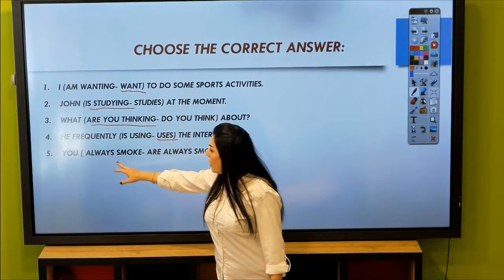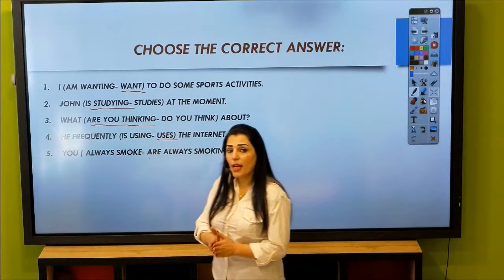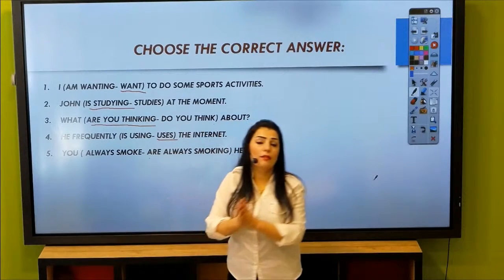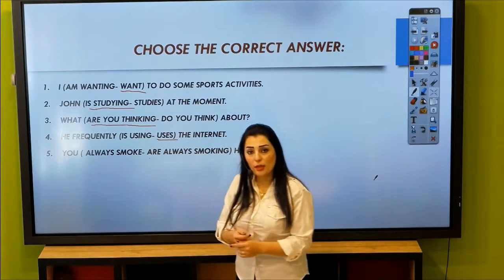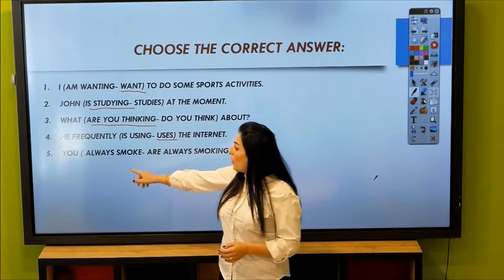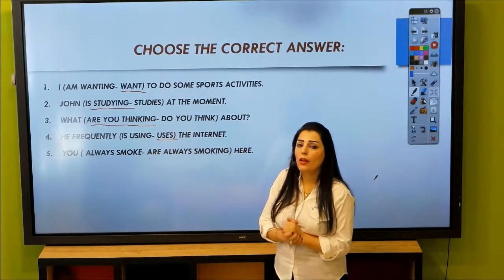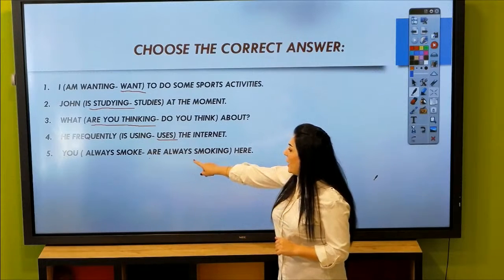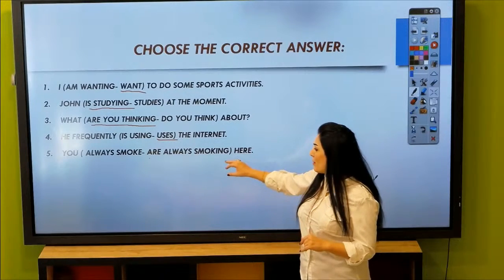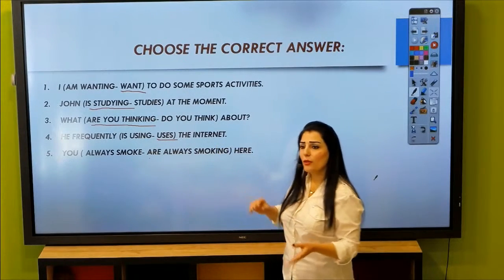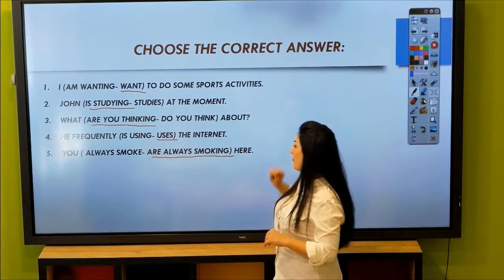And finally, you always smoke or are always smoking here. Note with me. Always is an adverb of the simple present and of the present continuous. Okay. Always with a simple present expresses habits or routines or everyday activities. Always with the present continuous expresses envy, criticism, or annoyance, as we have just mentioned before. So here the sentence expresses smoking. So I am annoyed by your smoking. I don't like that you are smoking. So it expresses criticism. So always here we will choose present continuous. Okay?